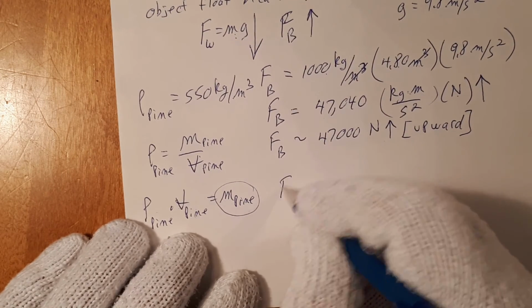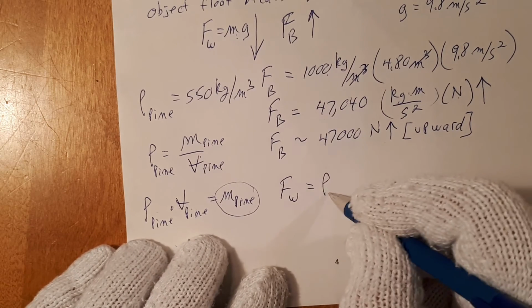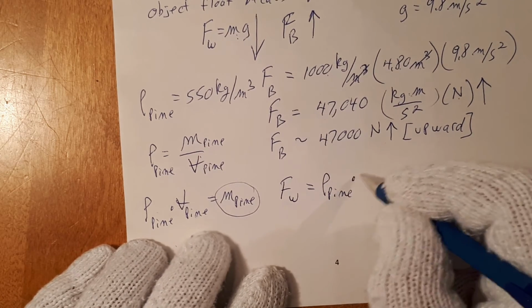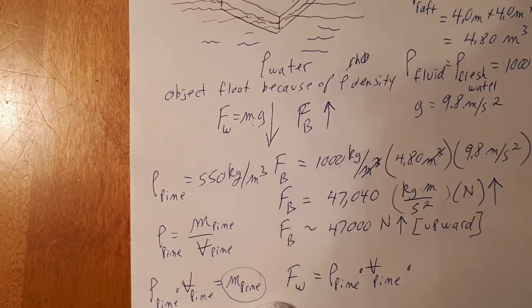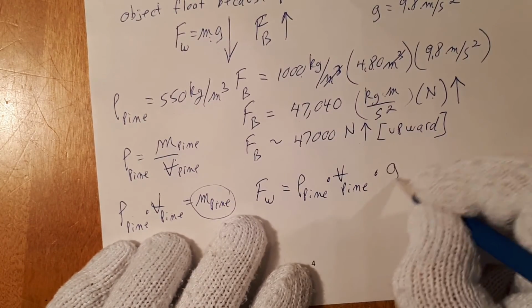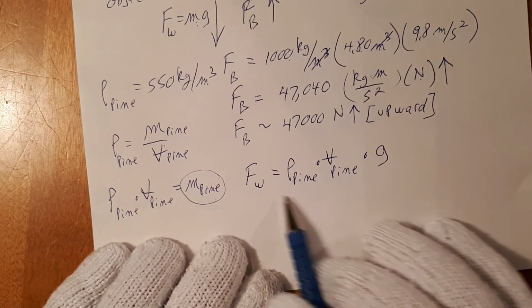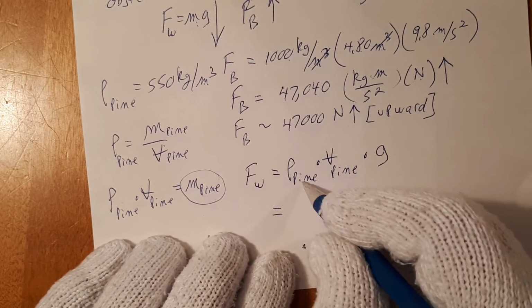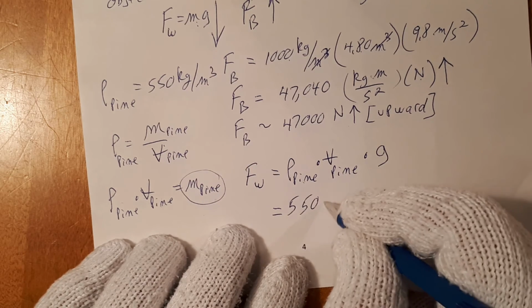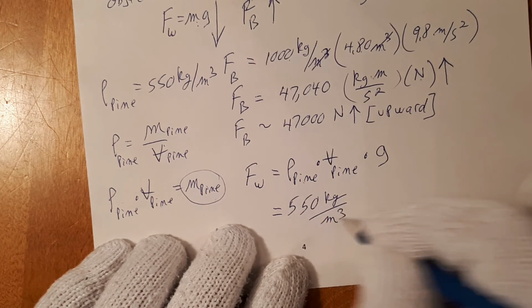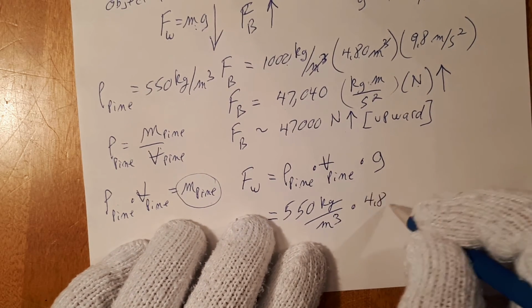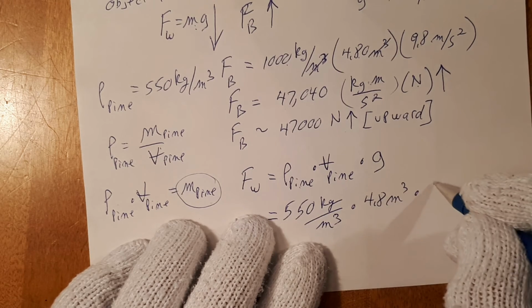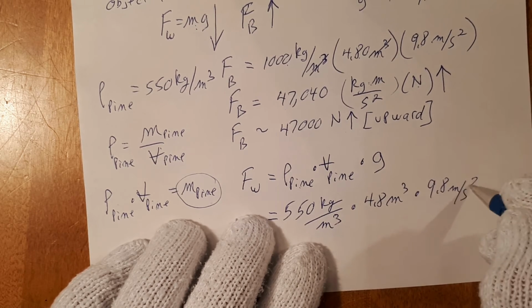So the weight is equal to the density of the pine times the volume of the pine times g. This will be the mass I just wrote. Here's mass times g. We know everything here, so let's put in the numbers. Pine was given to us, the density is 550 kilograms per cubic meter. The volume of that pine raft we calculated to be 4.8 meters cubed times g, 9.8 meters per second squared.